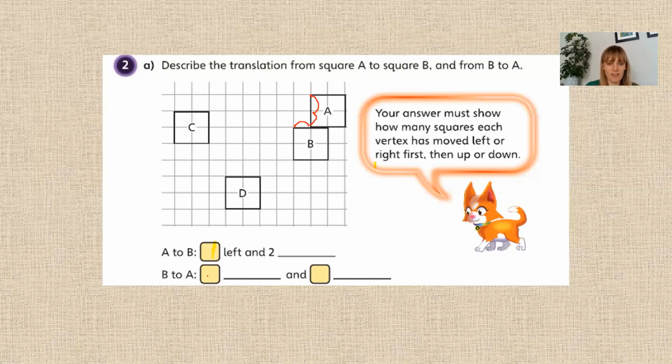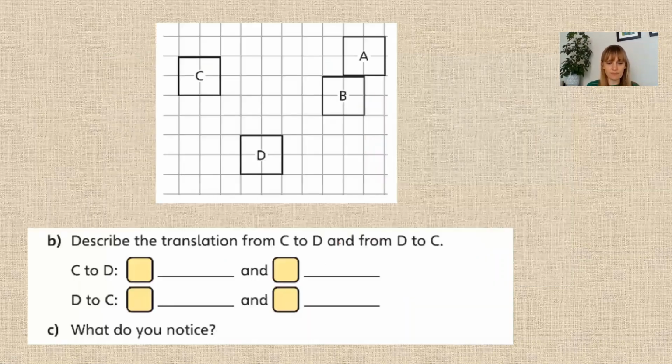So here, this would say 1, and 2 up. I'm not going to try and write right because it would just be a bit of a mess. So always remember, the key thing here is that you do the left and the right first and the up and the down second when we're looking at a translation.